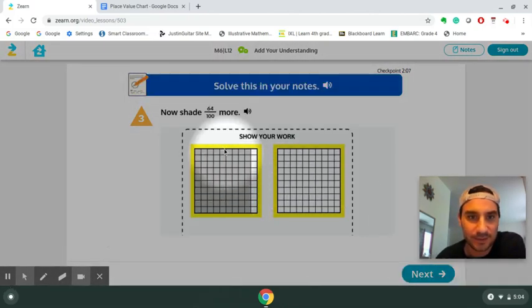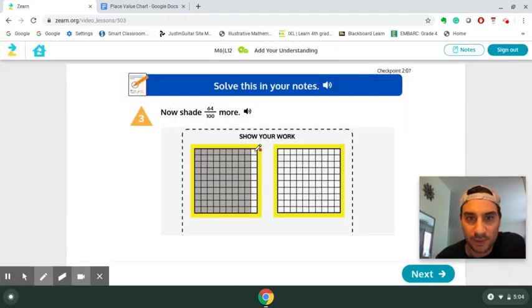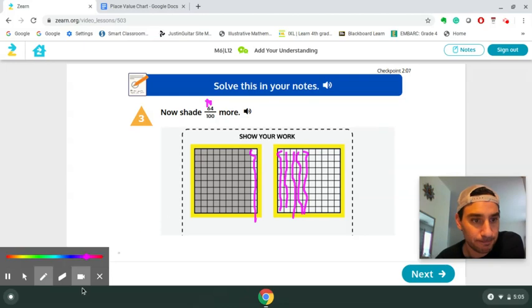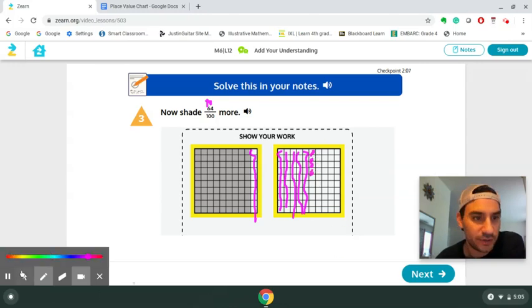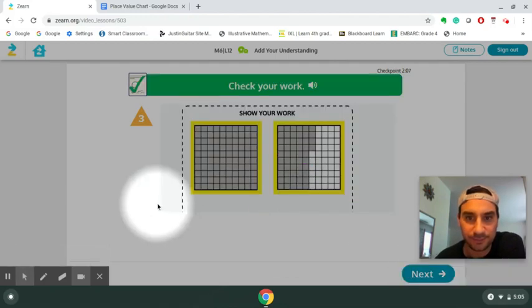9/10. Now let's shade 64 hundredths more. So if I'm going to shade 64 hundredths more, I'm going to do it in tenths. I'm going to start by shading 6/10. 1, 2, 3, 4, 5, 6. I know that's the same as 60 hundredths. And then I need 4 more. Let's keep pink. 1, 2, 3, 4. This is 64 hundredths more. Let's see if I'm correct. It looks like I am.